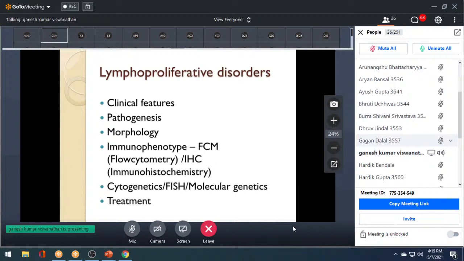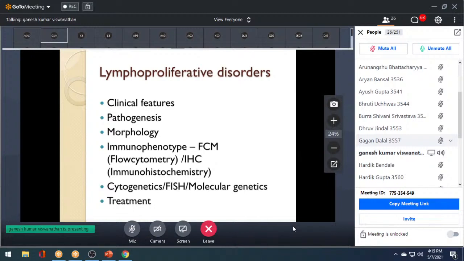Flow cytometry is one type of test or technique where we can do this immunophenotype. For flow cytometry you need a liquid sample. So what are the liquid samples available? You can have peripheral blood, you can have bone marrow. So these two are liquid samples. When you have liquid samples, you can perform flow cytometry. Flow cytometry needs a flowing type of sample, so it needs a liquid sample.